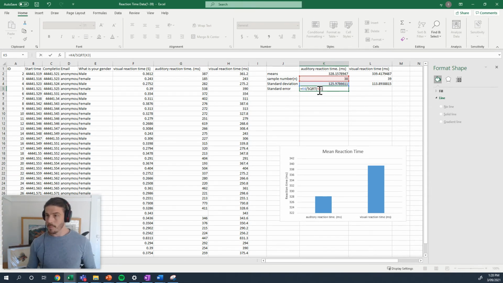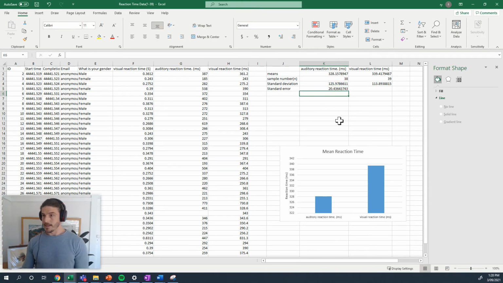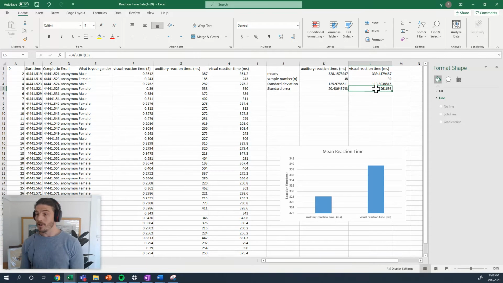So let's close that and press enter. Okay, and I'm going to replicate that whole thing for visual reaction time. So I can see that in terms of standard error, I'm a little bit more confident, a little bit more accurate with a visual than there was with the auditory. It's a small standard error.